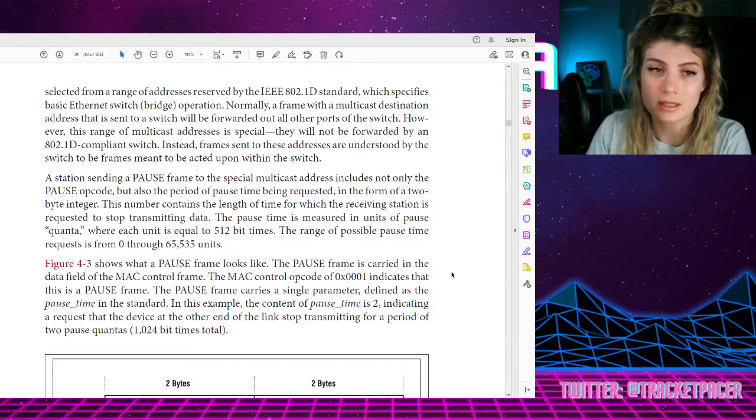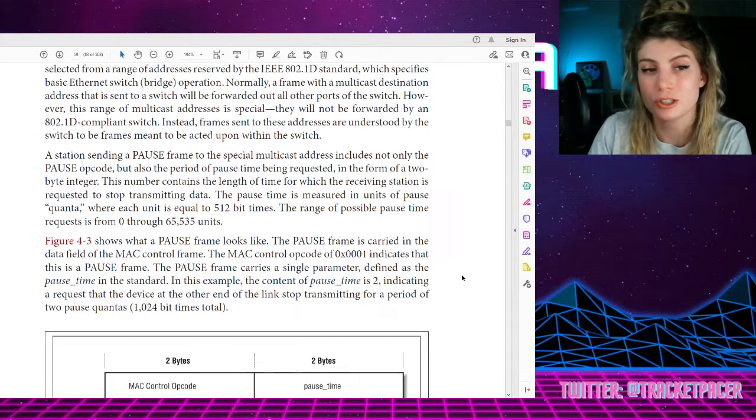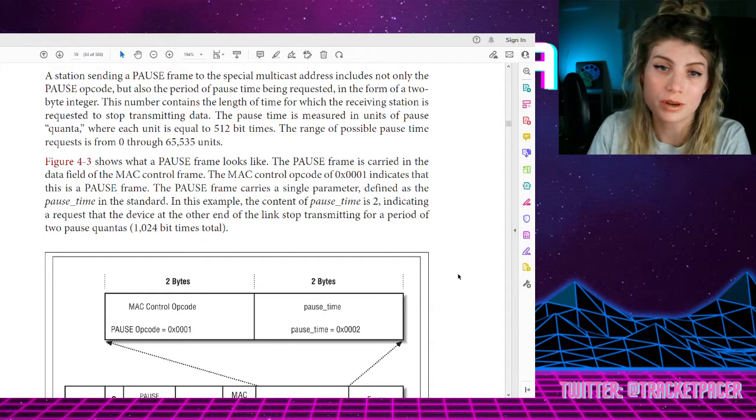Normally, a frame with a multicast destination address that's sent to a switch will be forwarded out all other ports of the switch. However, this range of multicast addresses is special. They will not be forwarded by an 802.1D compliant switch. Instead, frames sent to these addresses are understood by the switch to be frames meant to be acted upon within the switch. A station sending a pause frame to the special multicast address includes not only the pause opcode, but also the period of pause time being requested in the form of a 2-byte integer.